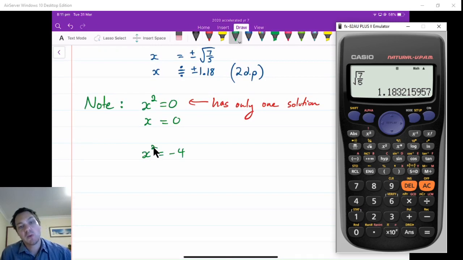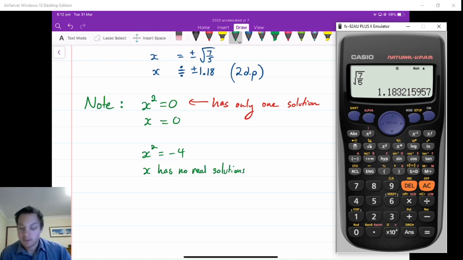Okay, what number squares to give you negative 4? And we say, well, if x was 2, 2 squared is positive 4. It's not an answer. If x was negative 2, then negative 2 squared is positive 4. It's not an answer. So what we actually have is we say x has no real solutions.